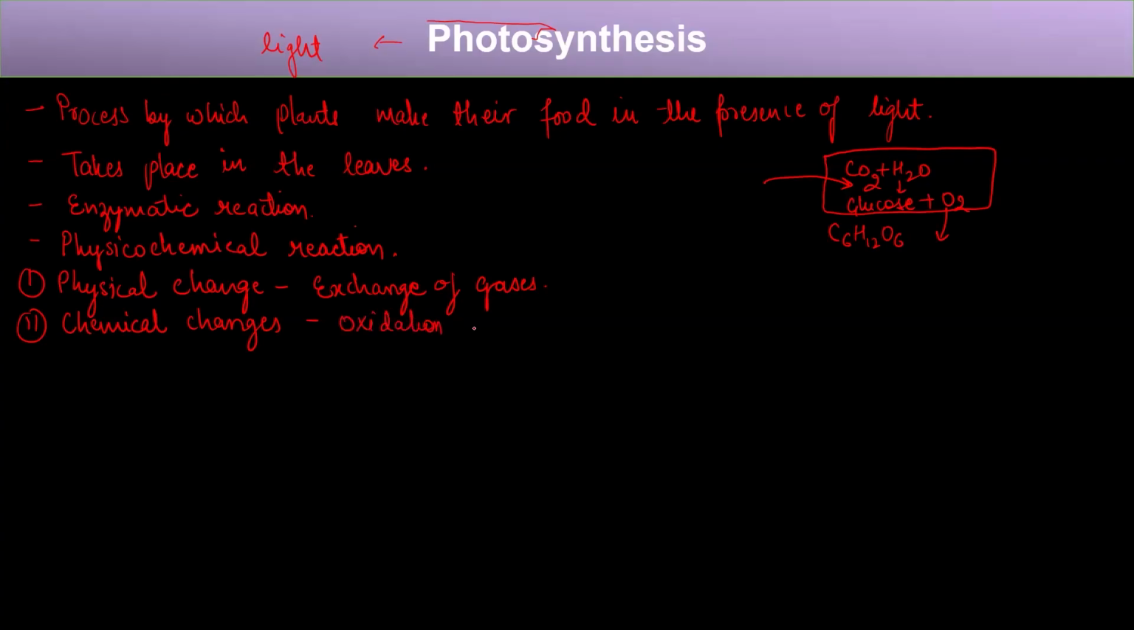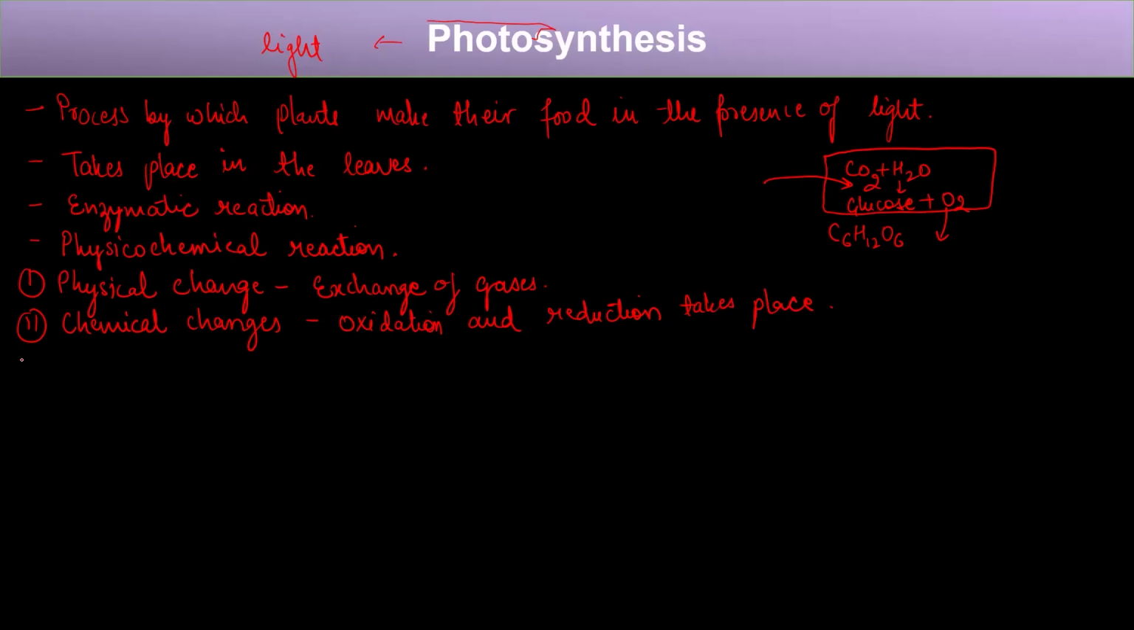Oxidation and reduction take place. And we can see it through this reaction that here CO2 is getting reduced, right? And it is getting converted into glucose. While this water molecule is getting oxidized because the hydrogen is getting removed from the water and hence the byproduct oxygen is being formed, right? Hence the chemical changes involve oxidation and reduction, right?